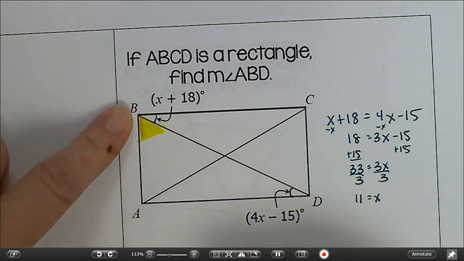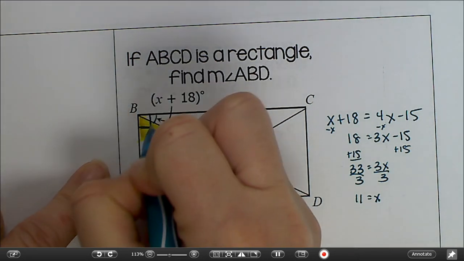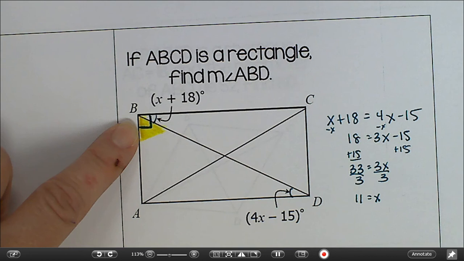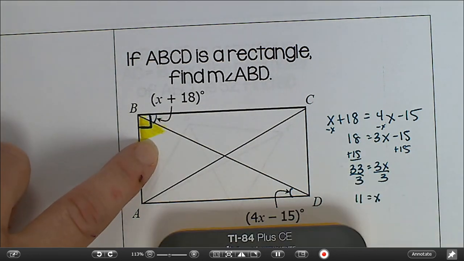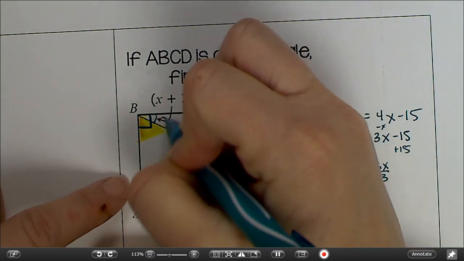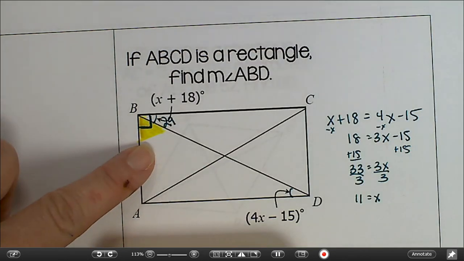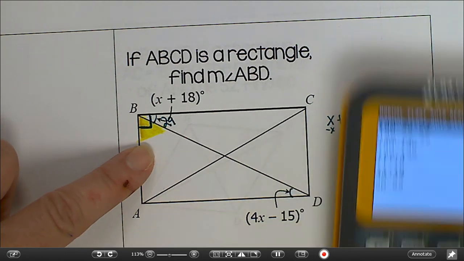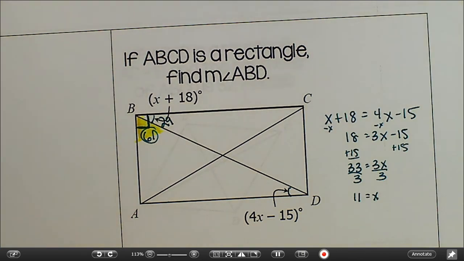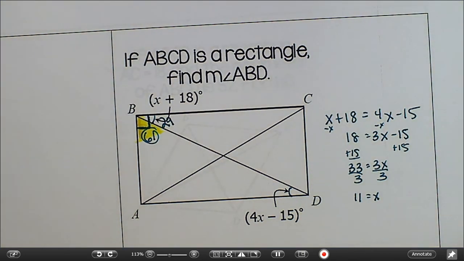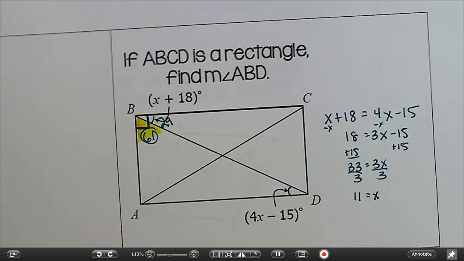I know that this angle has to be 90 degrees. So if I can figure out this piece, I can definitely figure out that one. So 11 plus 18 is 29, and 90 minus 29 is 61. So the measure of angle ABD is 61. I know these are kind of long, but I want to make sure you see all the kinds of examples. And it's not even going to be all the kinds.